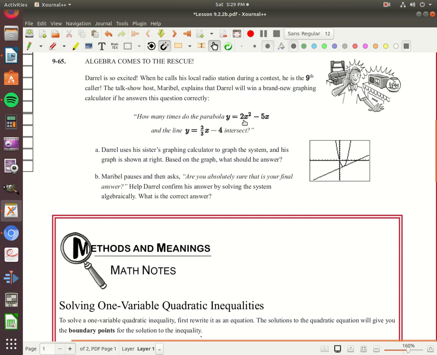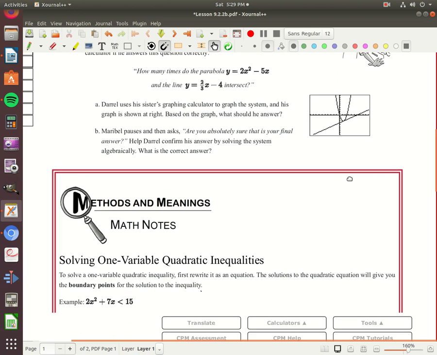How many times does the parabola y equals 2x squared minus 5x and the line y equals 2/3 x minus 4 intersect? He uses a graphing calculator and looks like this, but what should he say? Should he say there's one intersection? He does know that he can use the determinant to see if that can help him out, so that's what we'll do. We'll use a determinant and we'll see if we get one solution or more.